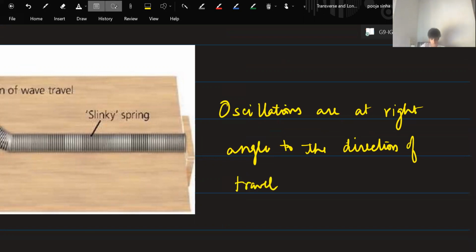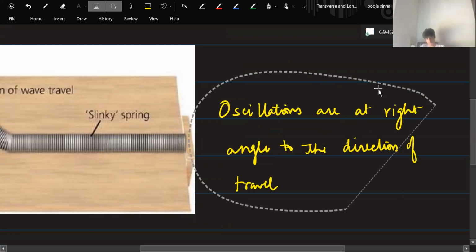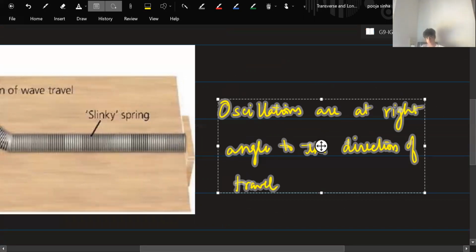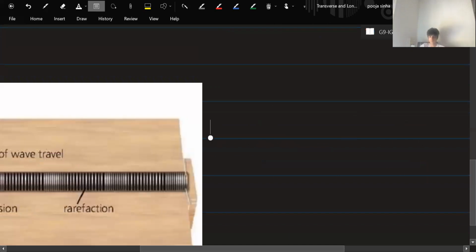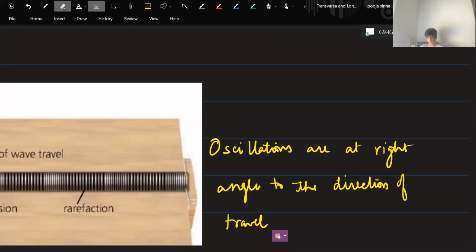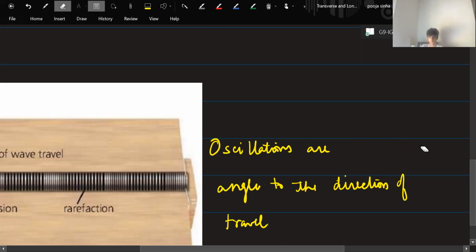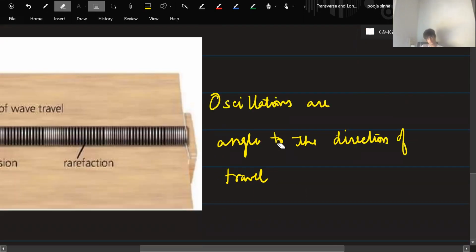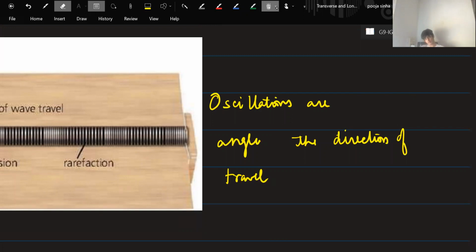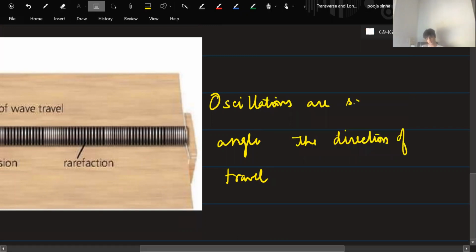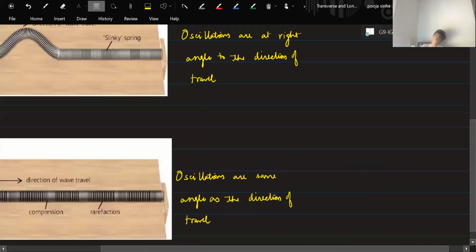Okay, and in the second case, what will I write here? Oscillations are the same as, or are at the same angle as, the direction of travel. So do you understand the difference between the two?